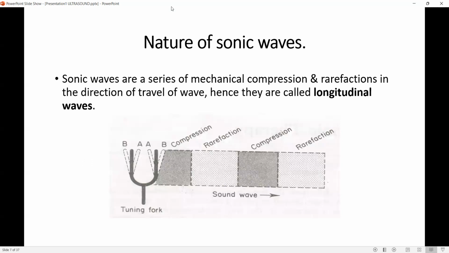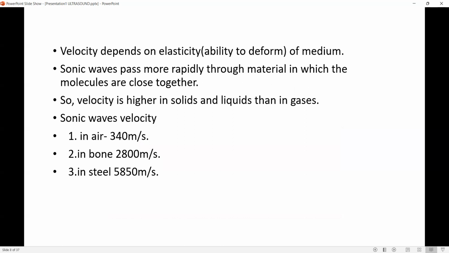Nature of sonic waves. Sonic waves are a series of mechanical compressions and rarefactions in the direction of travel. Hence they are called longitudinal waves. So compression, rarefaction. Velocity depends on elasticity, that means the ability of the medium to deform.